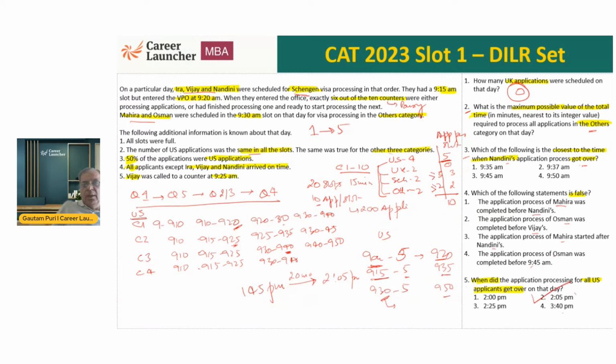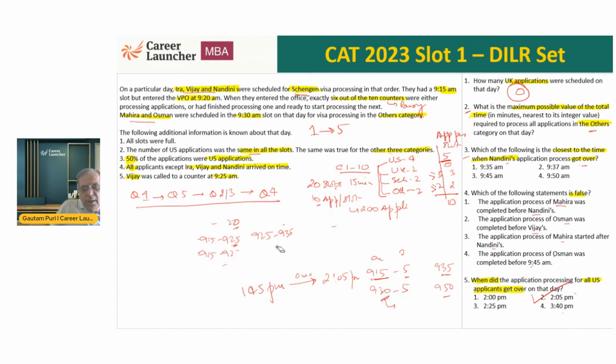Okay, so let's go further. I'll just erase this because I need some space to work. And we look at the remaining questions. The remaining questions are talking about Schengen visa and the others. Okay, so we are almost done.